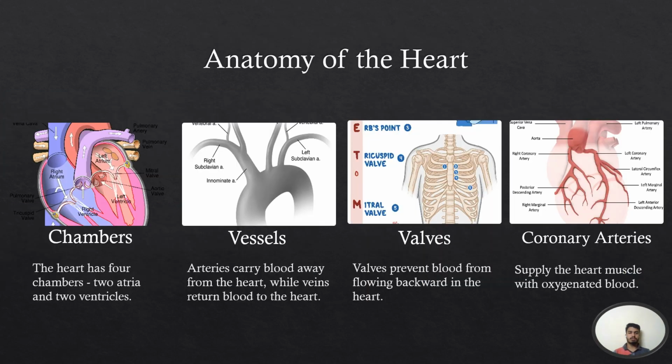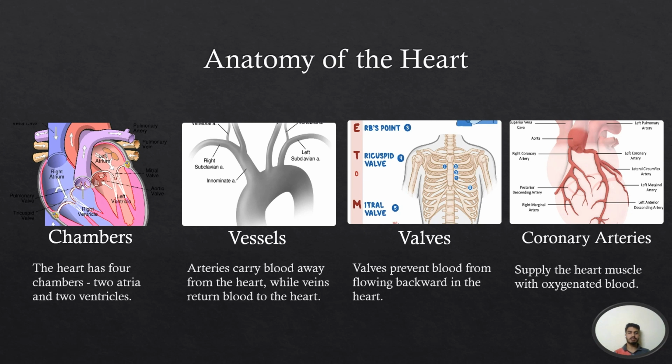Now let's go through the anatomy of our heart. The anatomy of our heart is as follows: chambers, vessels, walls, coronary artery. Chambers. Our heart consists of four chambers: two auricles and two ventricles. Two auricles include the left auricle and the right auricle. Two ventricles include the left ventricle and the right ventricle. The left part of our heart, that is the left auricle and the left ventricle, deals with the oxygenated blood, while the right auricle and the right ventricle deal with the deoxygenated blood.